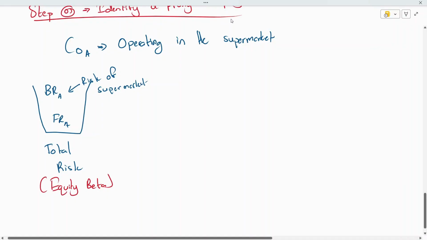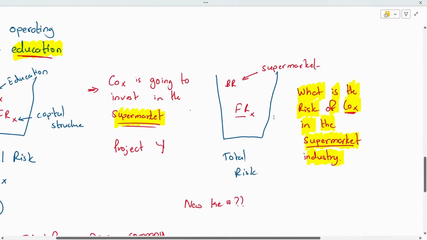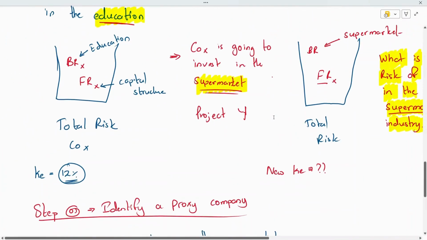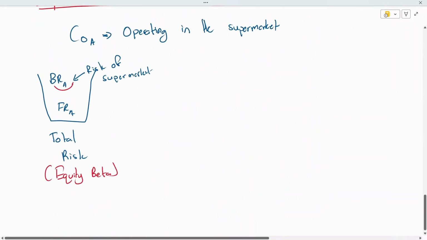Now, what did I tell you all? Ideally, in order to calculate company X's risk in the supermarket industry, we have to mix two things: the business risk of the supermarket industry and the financial risk of company X. We have the financial risk of company X. What we need is the business risk of the supermarket industry. We need to identify this.